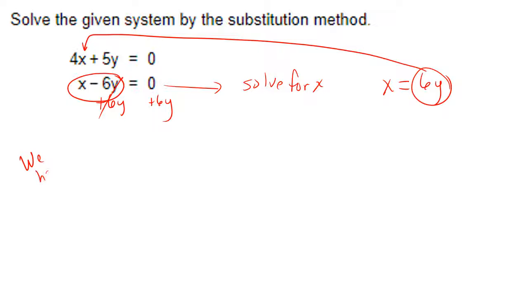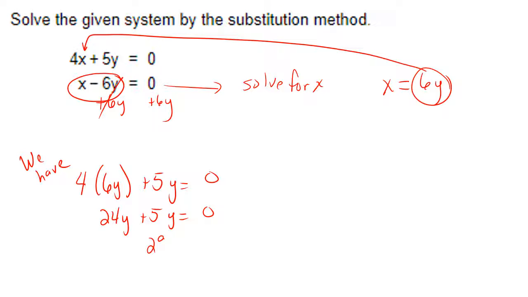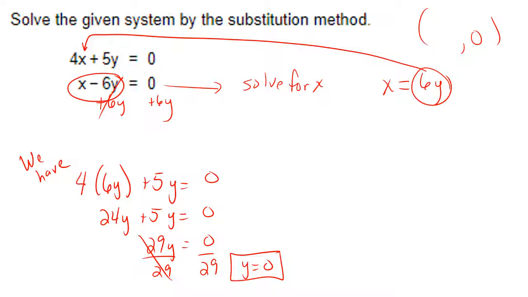Now I can take the 6y and substitute that in for the x in the other equation. So here is what we'll have. Instead of 4x plus 5y, we'll have 4 times 6y plus 5y equals 0. When I multiply and add my like terms, I see that y is going to be 0 in this example. But remember, that's only half of the answer. The answer is a complete ordered pair, with 0 being the y coordinate.